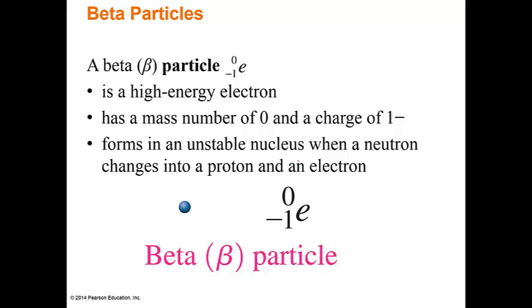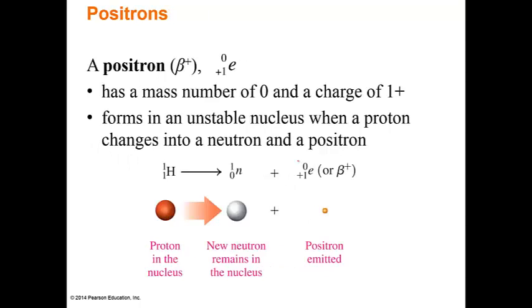It has a mass number of 0, as we know that electrons have an extremely low mass, and a charge of -1. Okay, it forms in an unstable nucleus when a neutron changes into a proton and an electron. A positron has a mass number of 0 and a charge of +1. It forms in an unstable nucleus when a proton changes into a neutron and a positron.